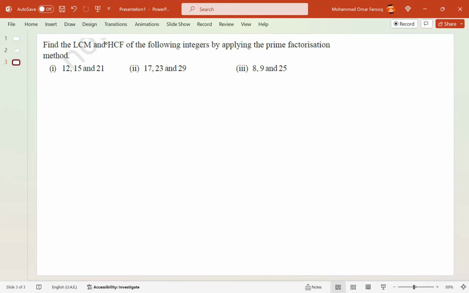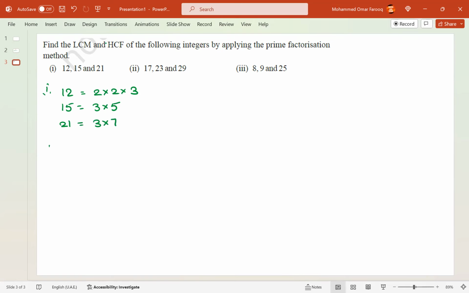Now, the third question of exercise 1.1 is: find the LCM and HCF of the following integers by applying the prime factorization method. We have already done it for two numbers. So now let us see the first one. We have 12. How can you write 12 as a product of prime factors? 2 times 2 times 3. And 15, yes, 3 times 5. And 21, you can write it as 3 times 7.